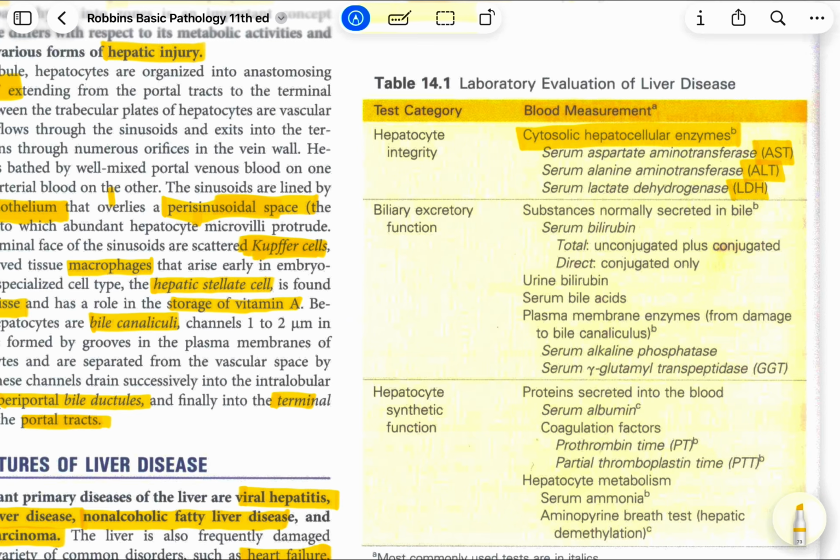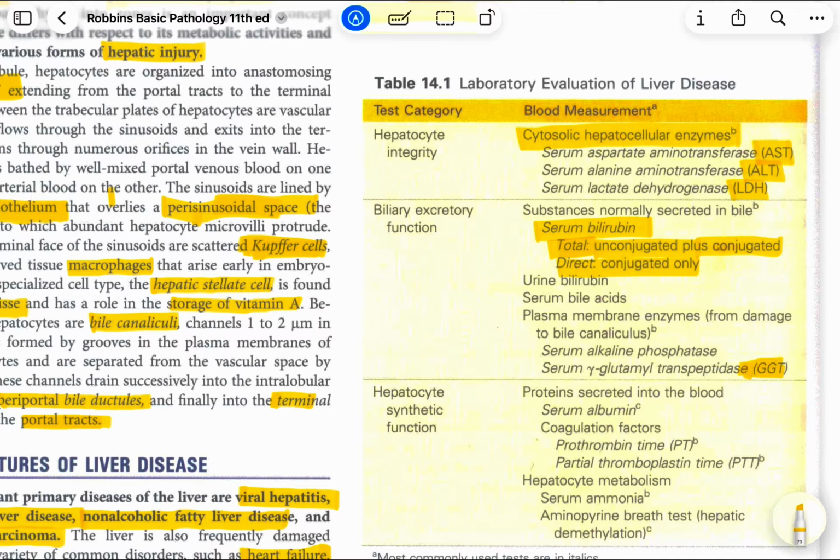Now, to examine the biliary excretory function, what tests can be done? We'll measure the substances which are normally secreted in bile, like serum bilirubin. We'll measure total bilirubin, both unconjugated plus conjugated, and we'll measure direct bilirubin, in which we measure conjugated bilirubin only. We'll also measure urinary bilirubin, serum bile acids, and plasma membrane enzymes, which will be released from damaged bile canaliculi: serum alkaline phosphatase and serum gamma glutamyl transpeptidase, GGT.